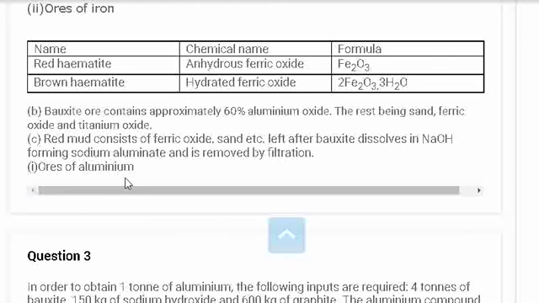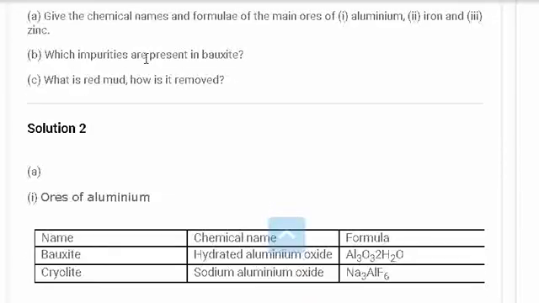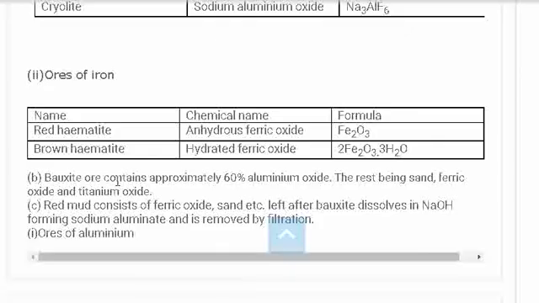Ore of aluminium. Which is the ore of aluminium? Oh, I mispronounced it, never mind. So here we have some certain questions about number 2.